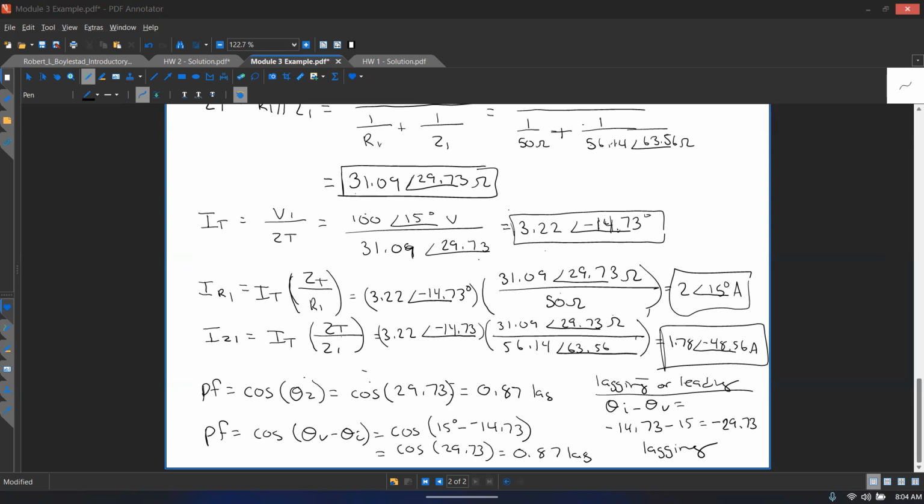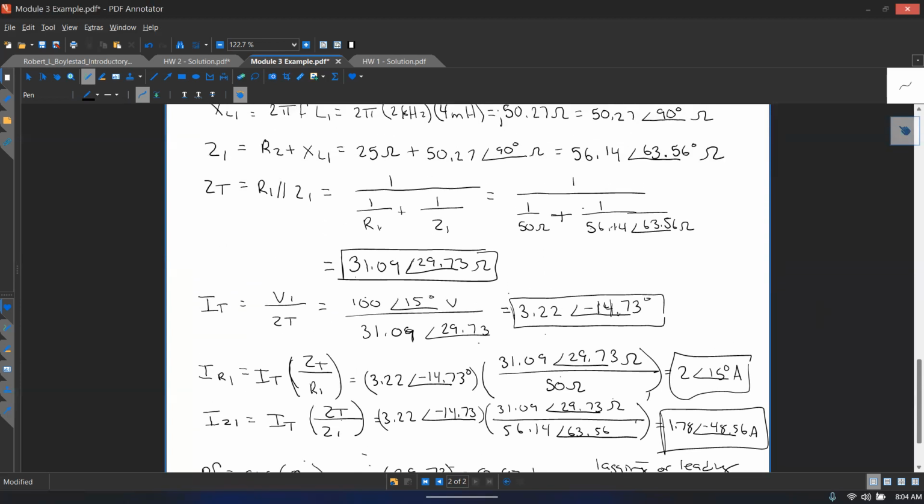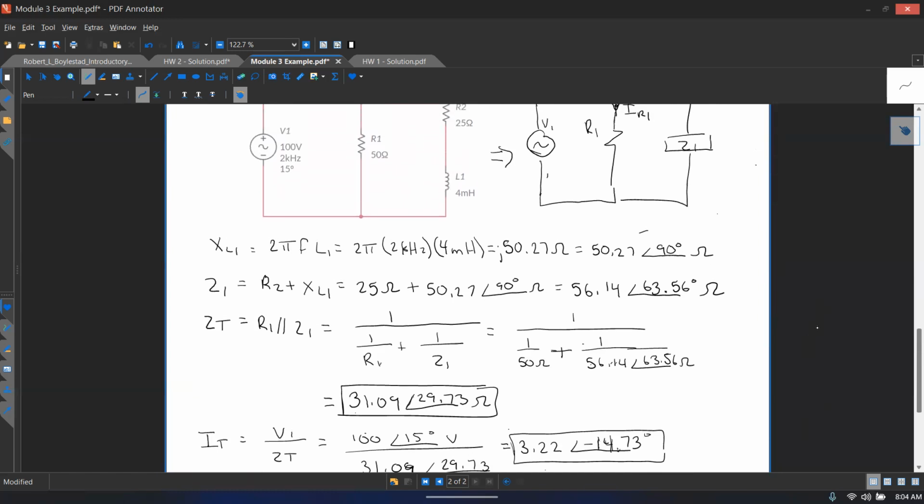0.87. So for lagging or leading, you take your current angle and subtract it from your voltage angle. If it's negative, it's a lagging power factor. If it's positive, it's a leading power factor. So in this case, we get a negative number, negative 29.73, which is a lagging power factor. That means the current lags the voltage by 29.73 degrees.